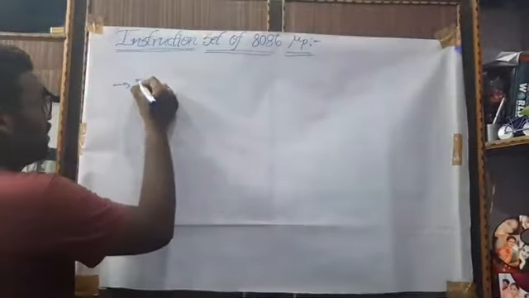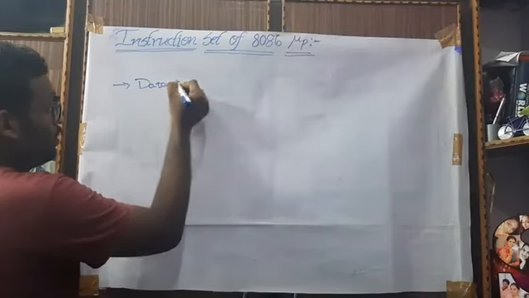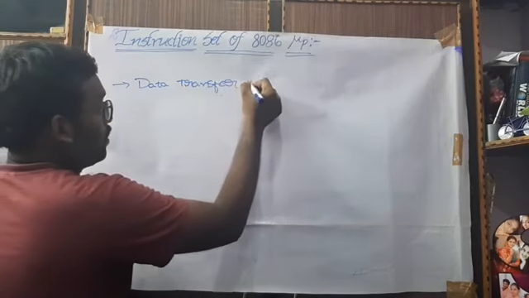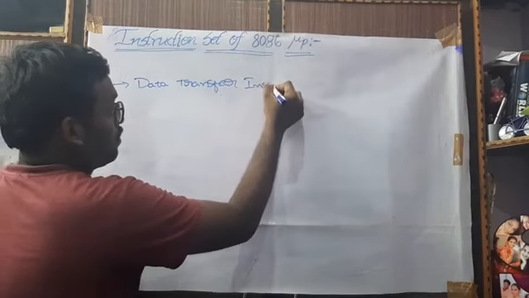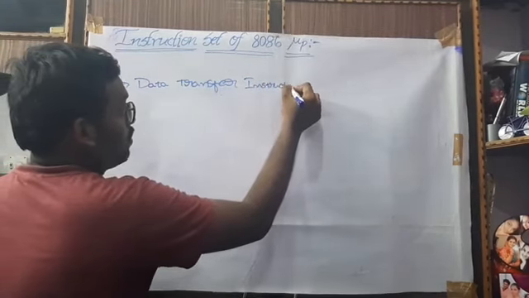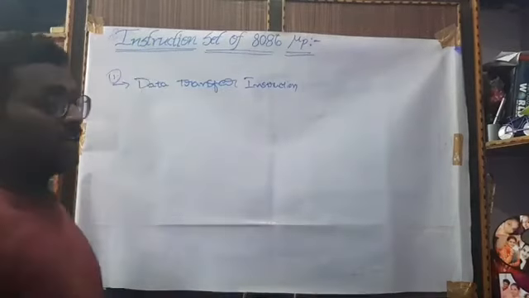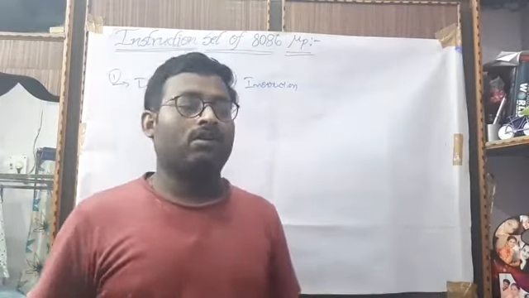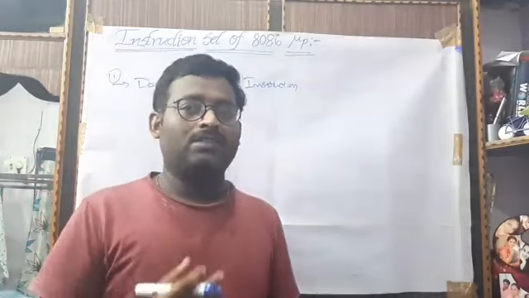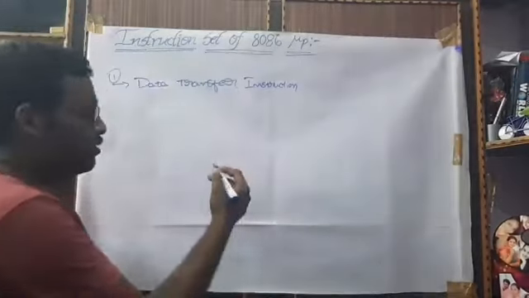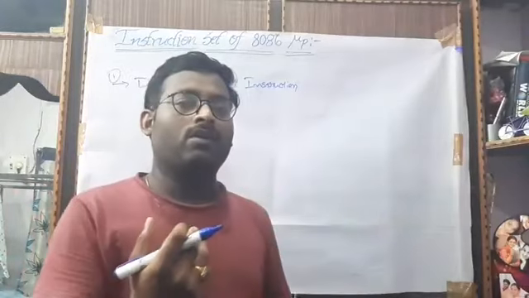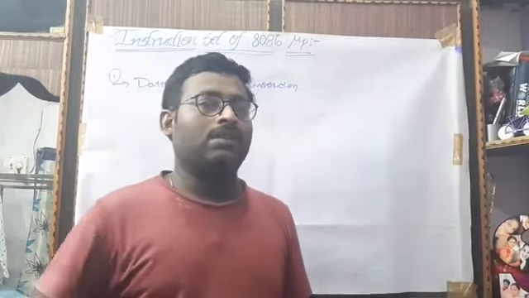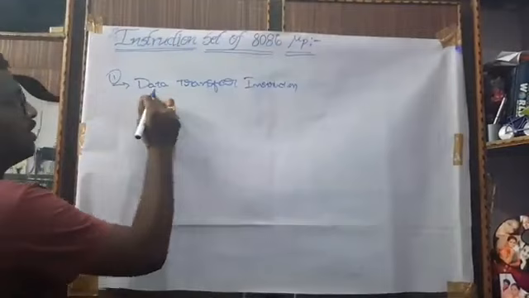First one is data transfer instruction. In this first category, data transfer means you are transferring the data from one location to another location. We have several registers in 8086 architecture. We are doing moving operations of data from one register to another register, one segment to another segment. All these things happen with the data transfer instructions.